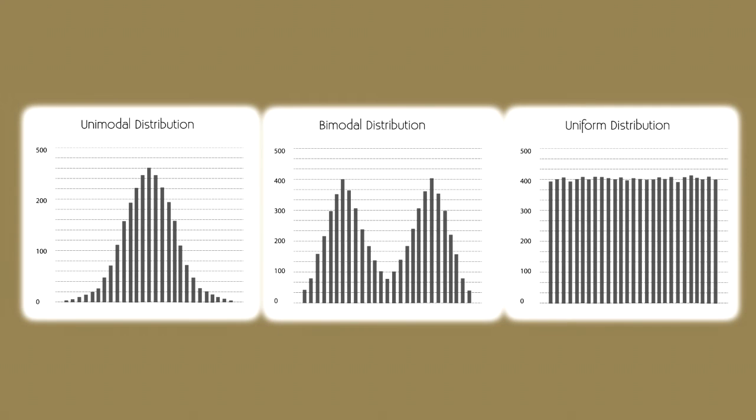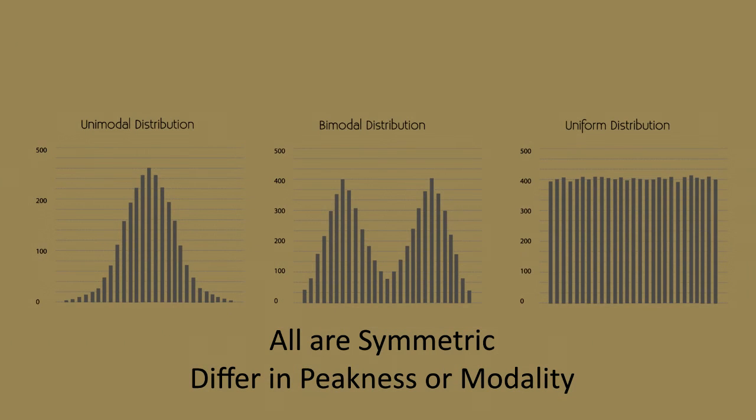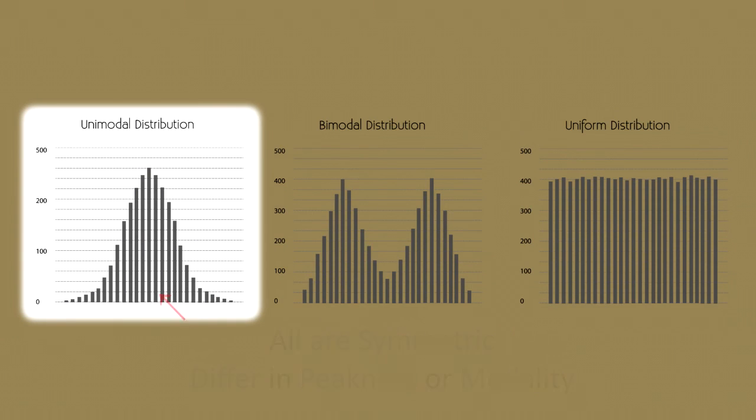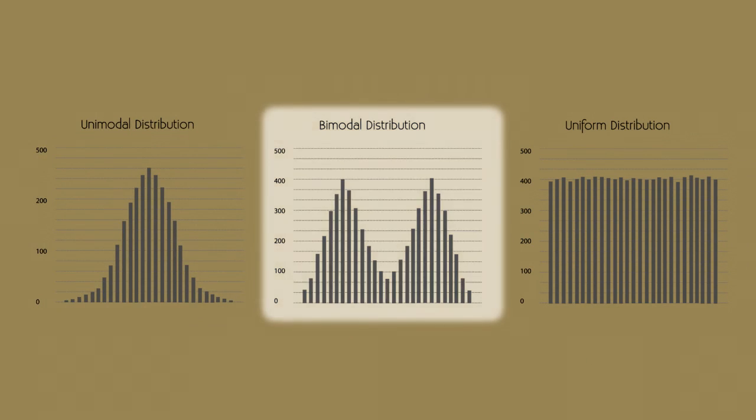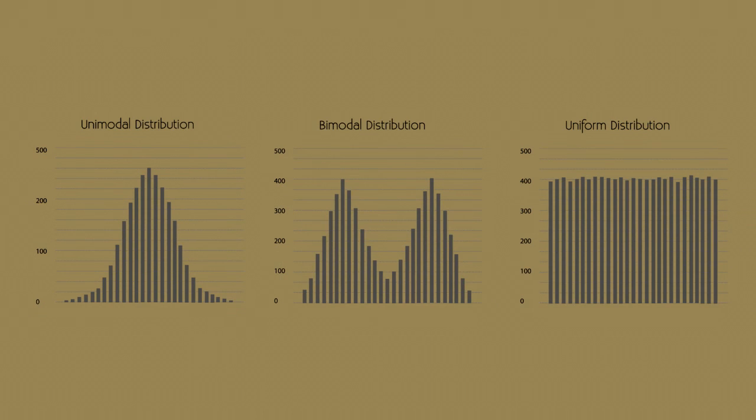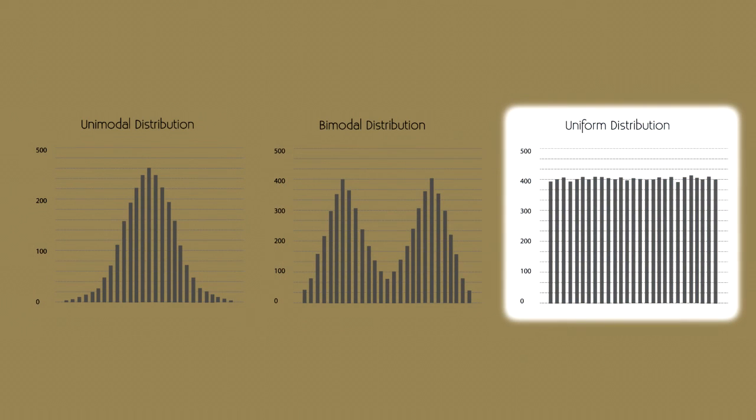Here, all three distributions would be referred to as symmetric, but they're different in their modality or peakedness. The first distribution is unimodal. It has one mode, roughly at 10, around which the observations are concentrated. The second distribution is bimodal. It has two modes, roughly at 10 and 20, around which the observations are concentrated. The third distribution is kind of flat or uniform. The distribution has no modes or no value around which the observations are concentrated. Instead, the observations are roughly uniformly distributed among the different values.